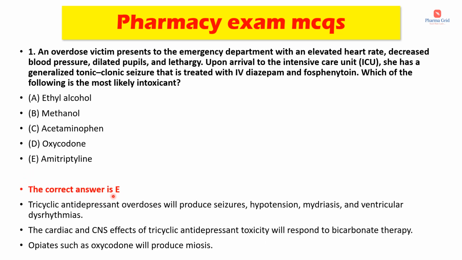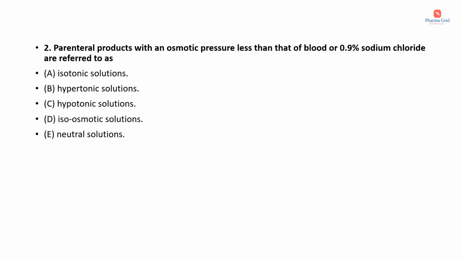Answer is option E, that is amitriptyline, which is a tricyclic antidepressant. Tricyclic antidepressant overdoses will produce seizures, hypotension, mydriasis, and ventricular dysrhythmias. The cardiac and CNS effects of tricyclic antidepressant toxicity will respond to bicarbonate therapy. Opiates such as oxycodone will produce miosis.